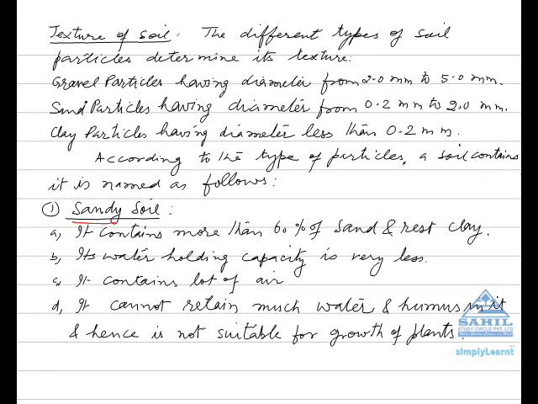Number 1. Sandy soil. A. It contains more than 60% of sand and the rest clay. B. Its water holding capacity is very less. C. It contains a lot of air. D. It cannot retain much water and humus in it, and hence is not suitable for growth of plants.